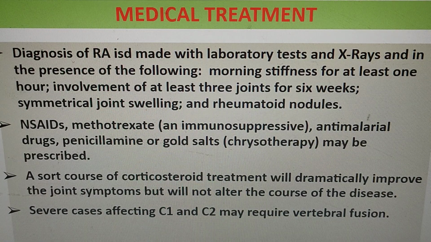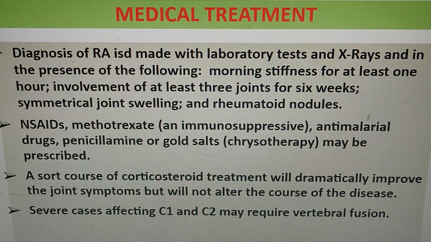Okay, guys. Medical treatment. Diagnosis of RA is made with laboratory tests and x-rays and in the presence of the following: morning stiffness for at least 1 hour, involvement of at least 3 joints for 6 weeks, symmetrical joint swelling, and rheumatoid nodules. Nodules are like hardened tissue. Okay, treatments include NSAIDs, non-steroidal medication, methotrexate, an immunosuppressive medication, anti-malarial drugs, penicillamine or gold salts, chrysotherapy.